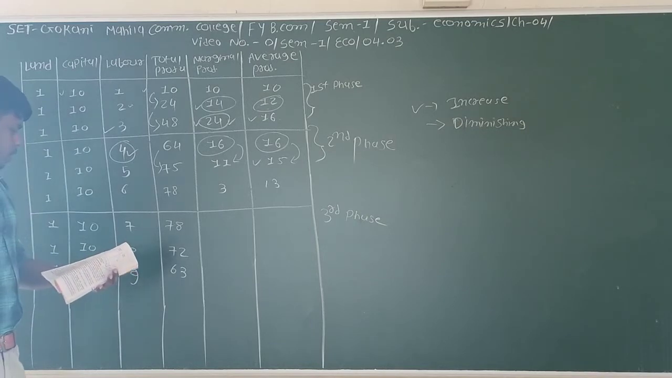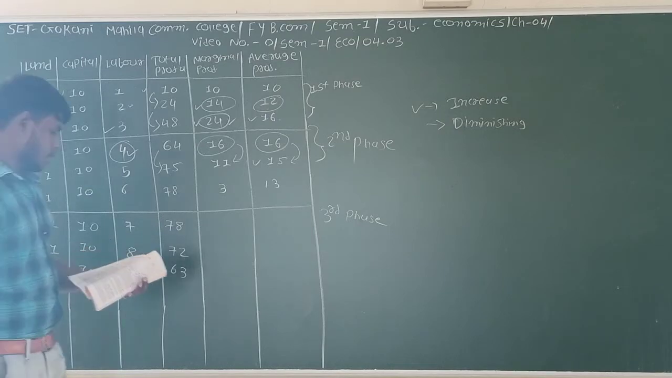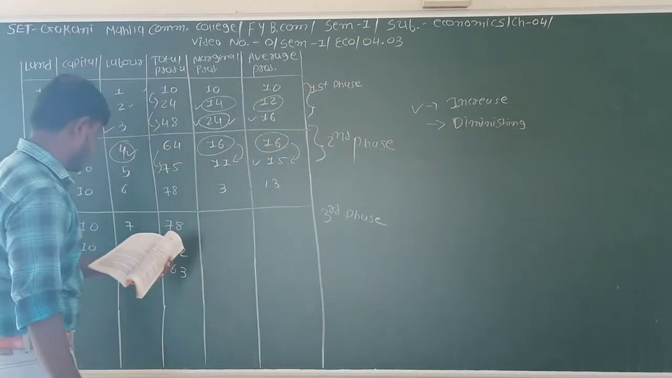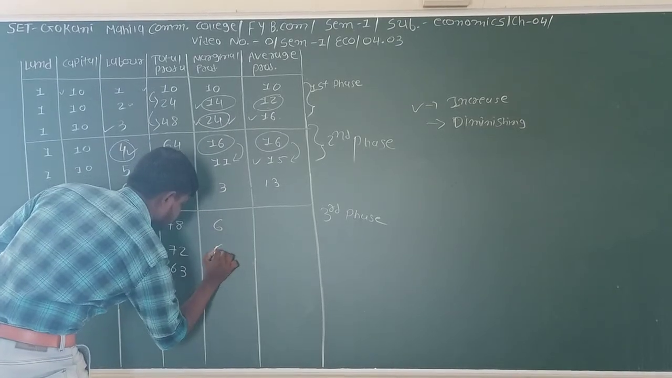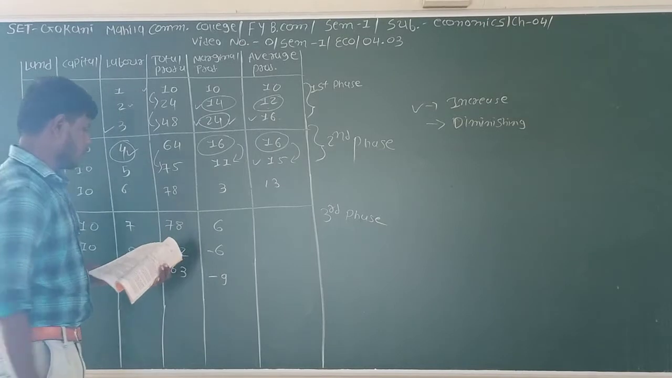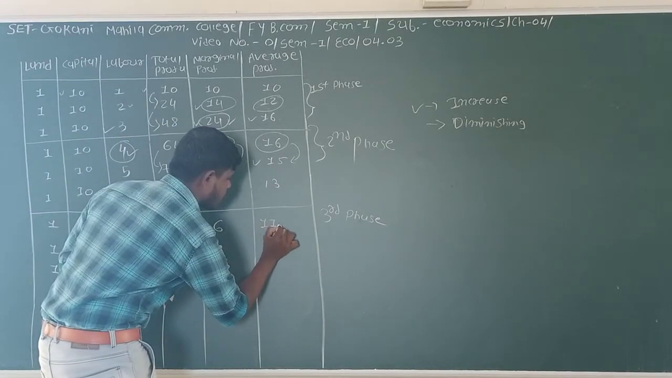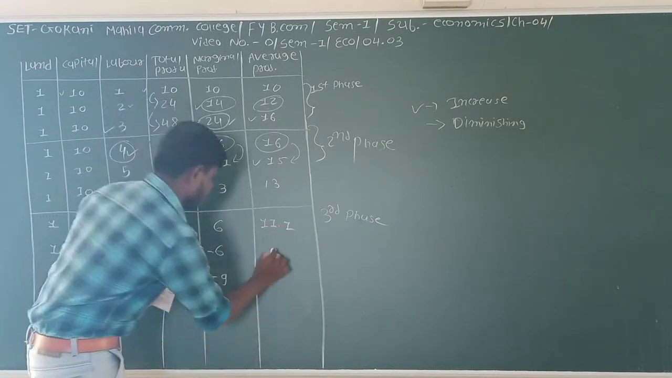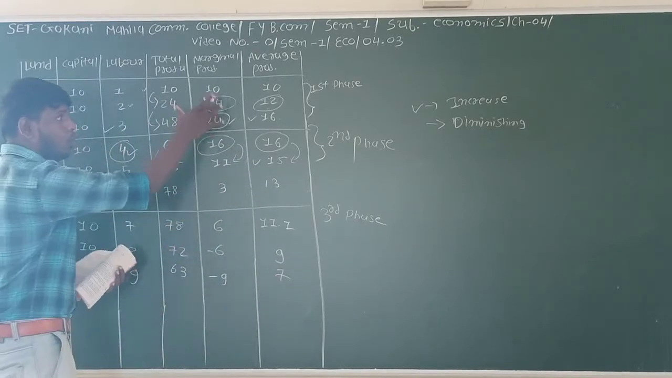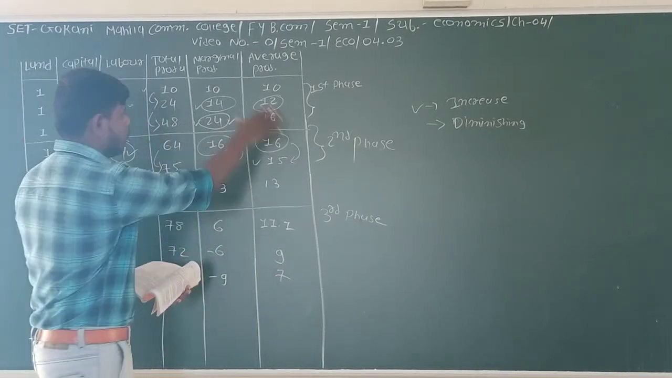So 78 minus 78, at that time you will get the actual amount here, 70 minus 6 and minus 9. After that 11, 9 and 7. How all the amounts will come, you already have an idea from these two.